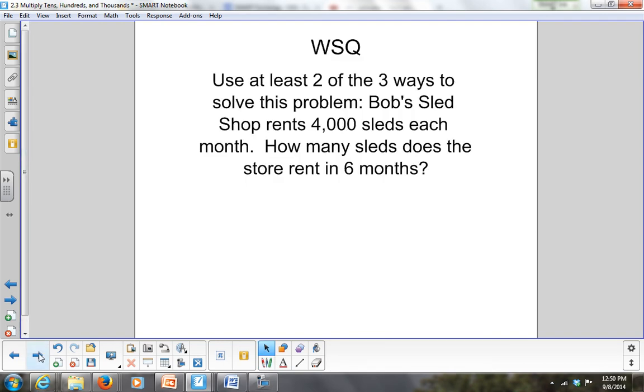WSQ, you're going to use at least 2 of the 3 ways to solve this problem. Bob's Sled Shop rents 4,000 sleds each month. How many sleds does the store rent in 6 months? So you can use place value. You can draw me a picture and use repeated addition, or you can do the basic fact and do it that way. So that's your WSQ. Pretty easy homework for you guys tonight, and we will see you in the morning.